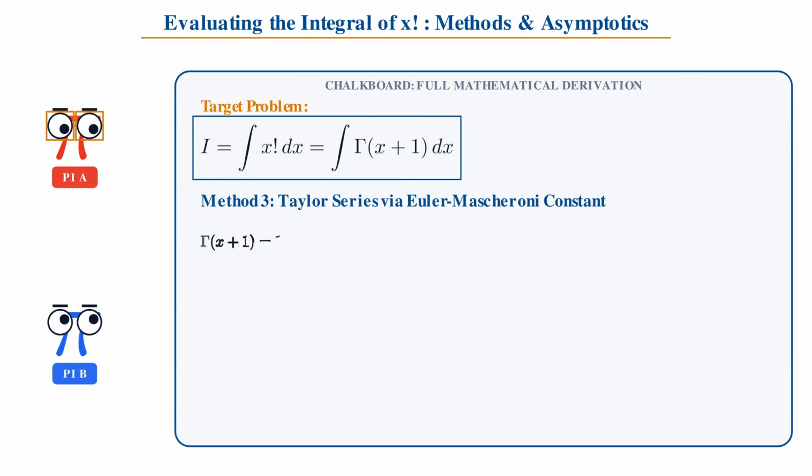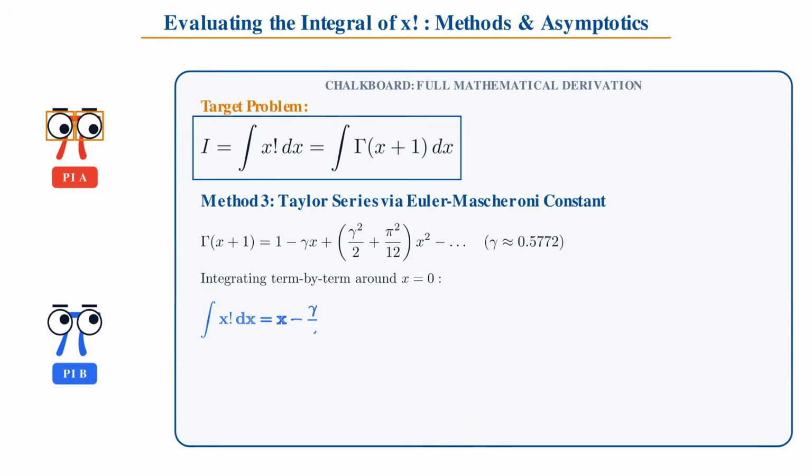For values of x near 0, Pi B uses the Taylor series expansion of the gamma function involving the Euler-Mascheroni constant gamma, producing a clean polynomial power series antiderivative.